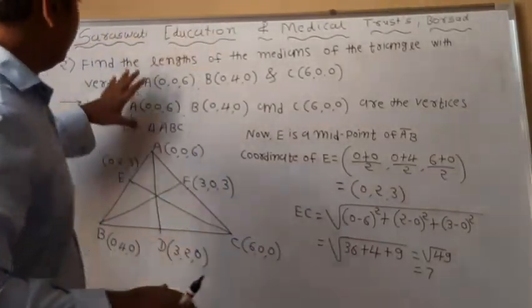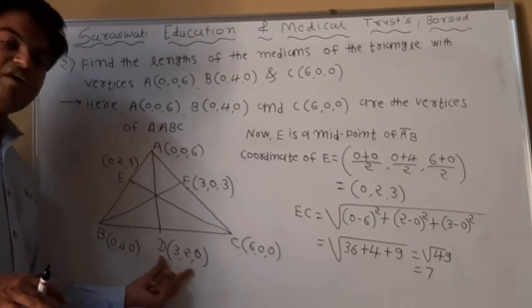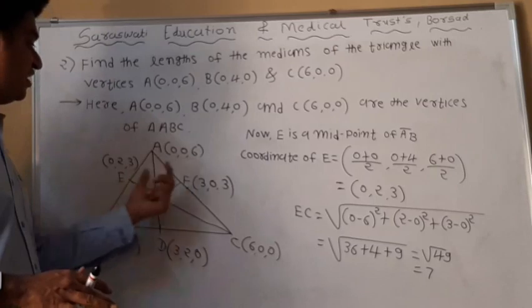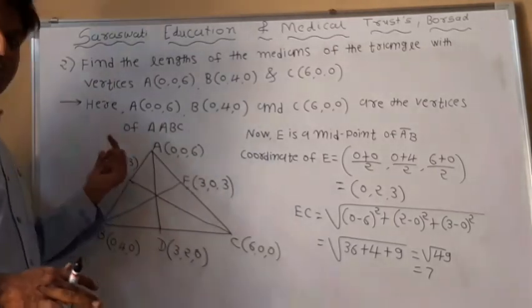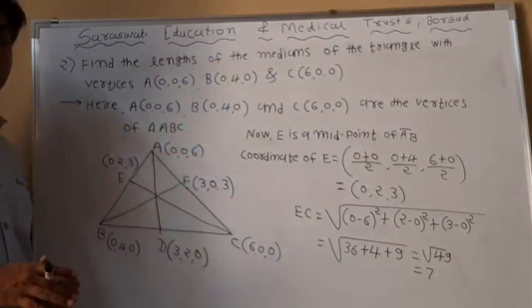So using the midpoint formula, find out the mid value of D, E and F, and after using the distance formula, find out the length of the medians of this triangle.